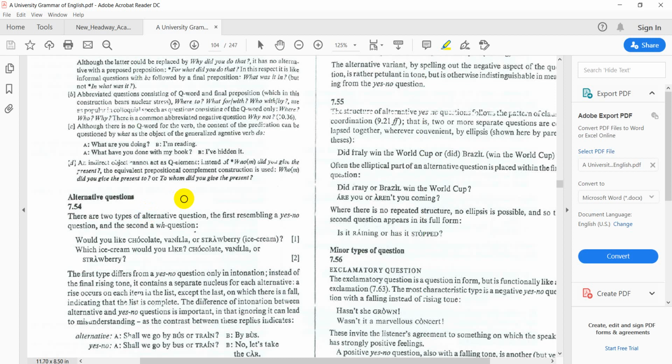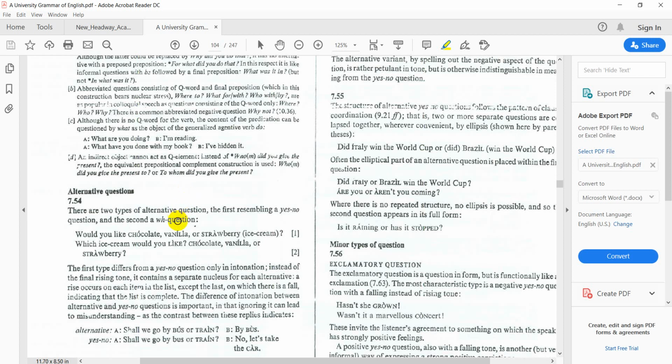And those that expect a reply supplying an item of information, as for example, what is your name, how old are you. We call it a WH question, and we finish with it. And now the third type, those that expect as the reply one of two or more options presented in the question. We call this an alternative question.